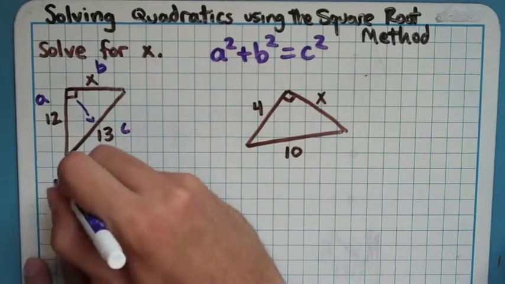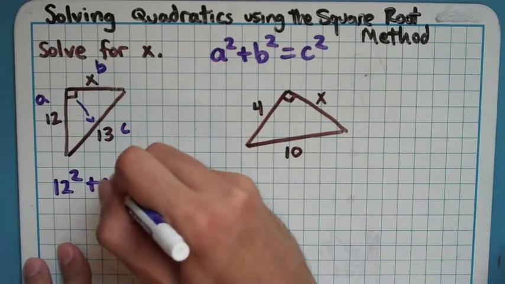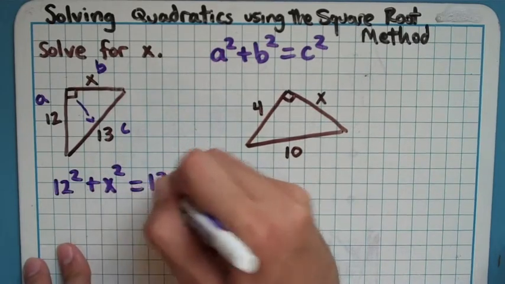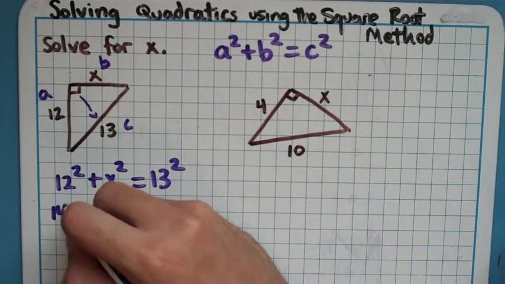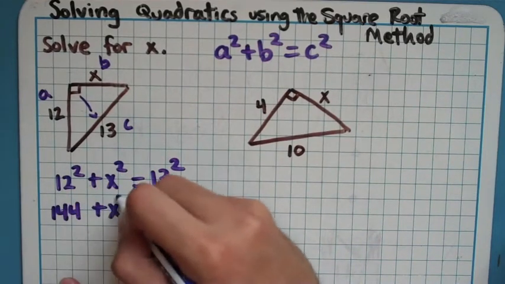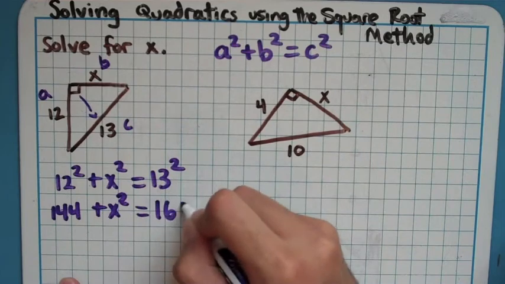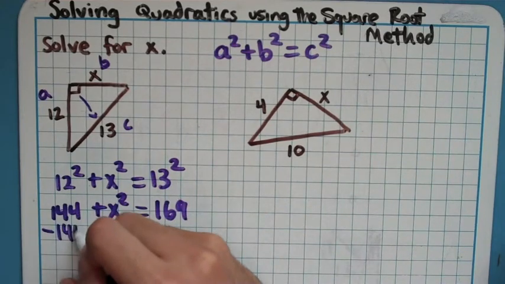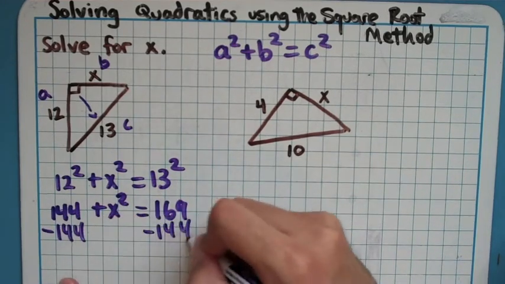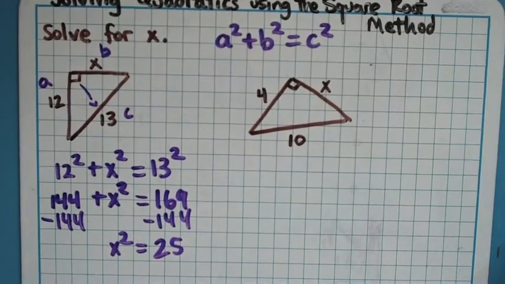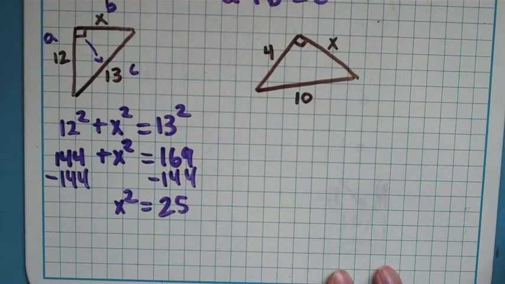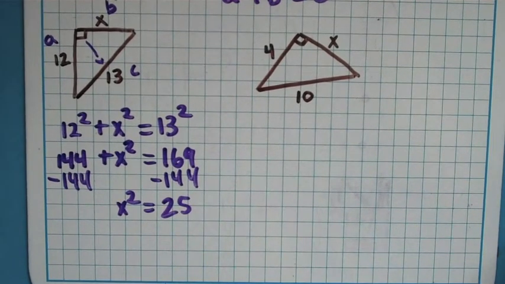So in this problem, I would have 12 squared plus x squared equals 13 squared, and I would solve that equation. So 12 squared is 144, plus x squared equals 169. I subtract 144 from both sides, and I get x squared equals 25. So all of that should look pretty familiar. That's something you practiced in great detail in geometry.